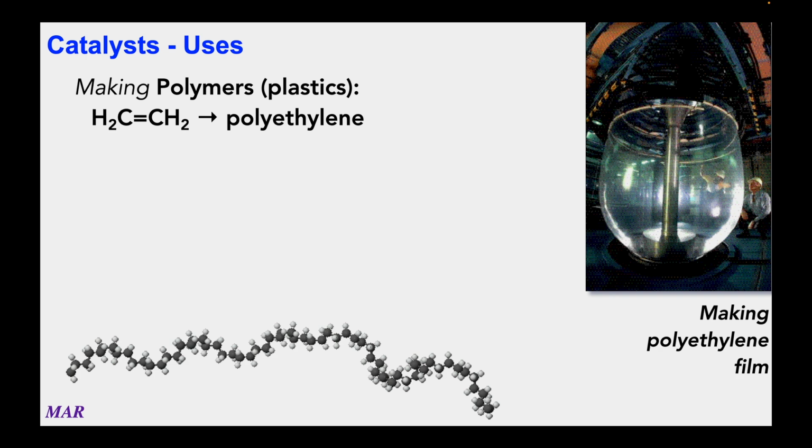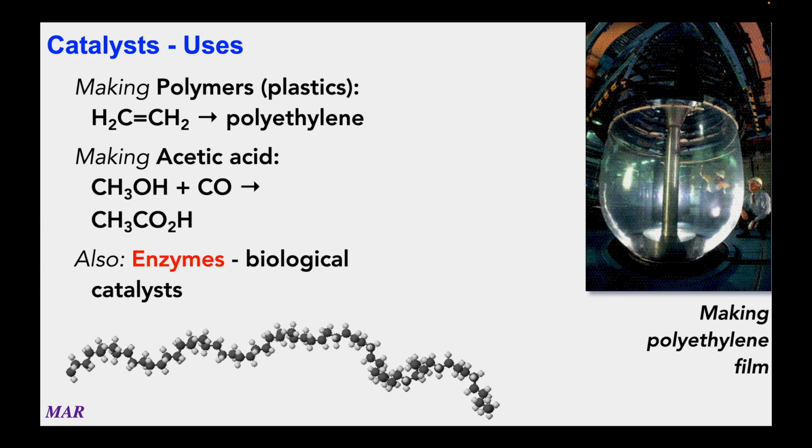We'll talk more about that in Chem 223. You can take ethene, which is CH2, it's got a double bond, and turn it into polyethylene, which is used for lots and lots of different kinds of substances. Making acetic acid, vinegar, from methanol, CH3OH, is actually a good use of a catalyst.